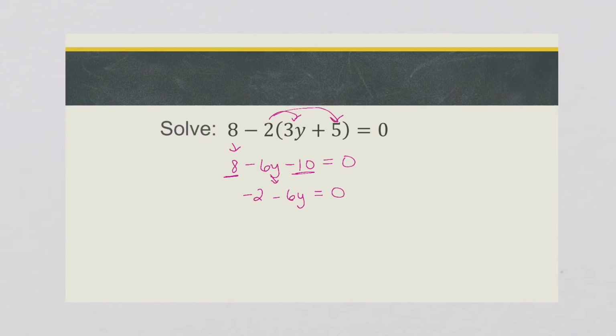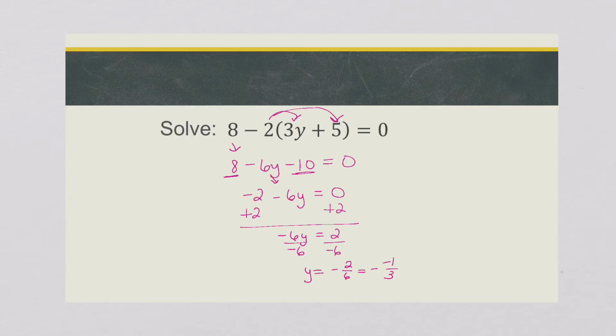Now you want to move everything away from that variable, so I'm going to add 2 to both sides. And now I'm going to divide by negative 6. So y is equal to negative 2 over 6, which is the same thing as negative 1/3. And you can check your work even with a fraction.